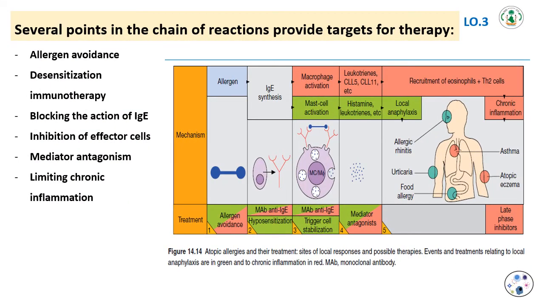Several points in the chain of reaction provide targets for therapy. We can have an idea of which targets we use the therapy against: allergen avoidance, desensitization, immunotherapy, blocking the action of IgE, inhibition of effector cells, mediator antagonism, and limiting chronic inflammation.